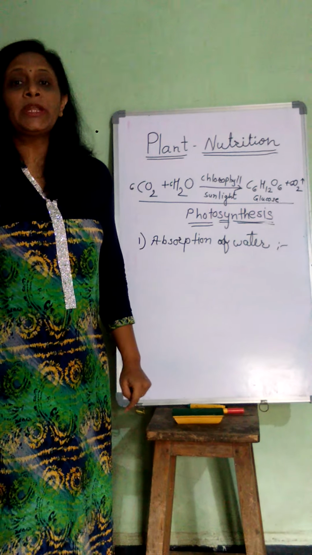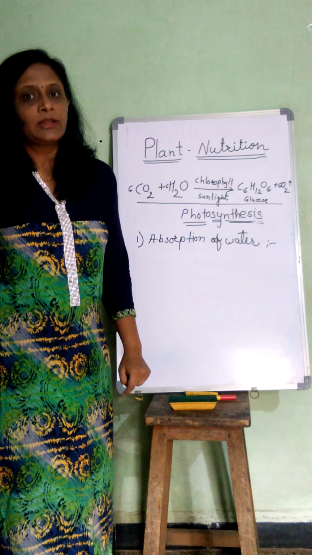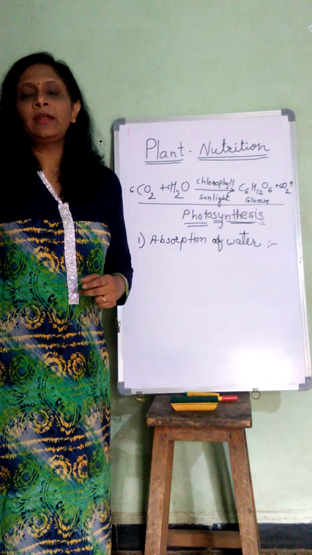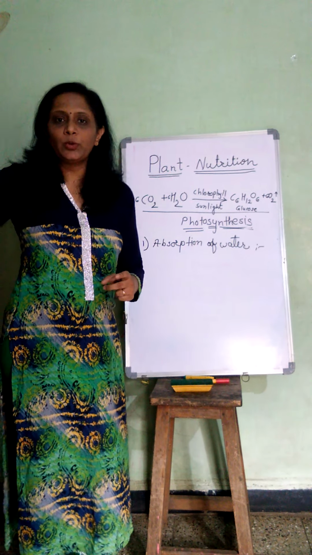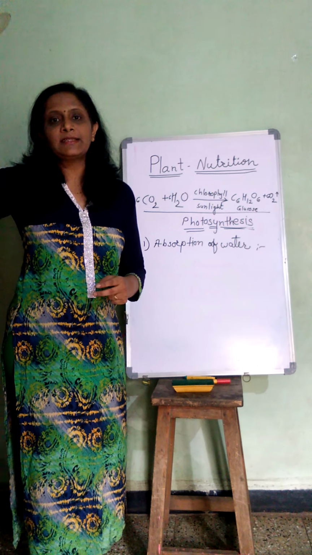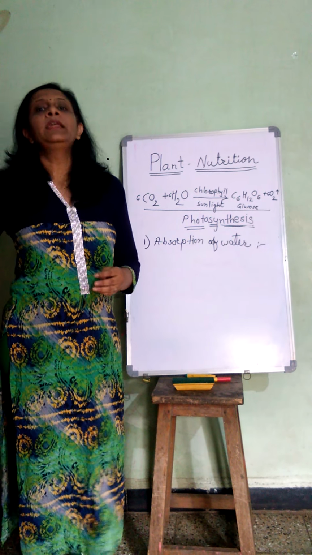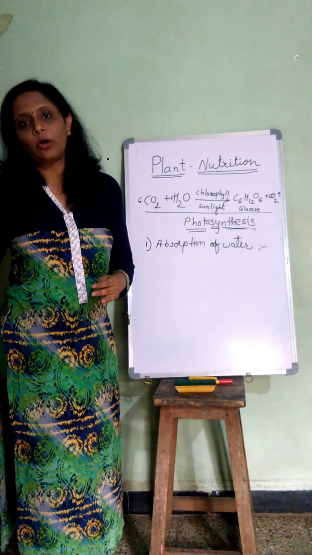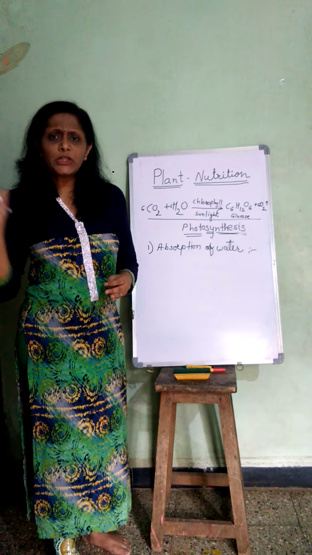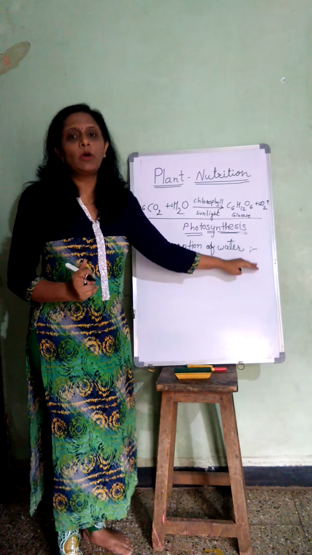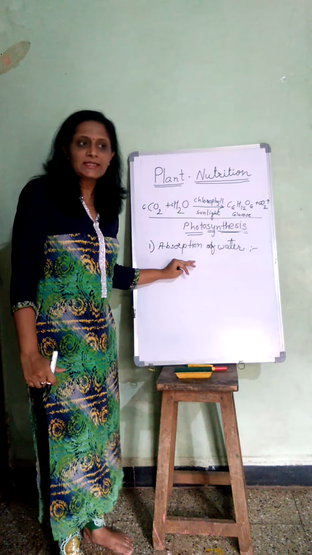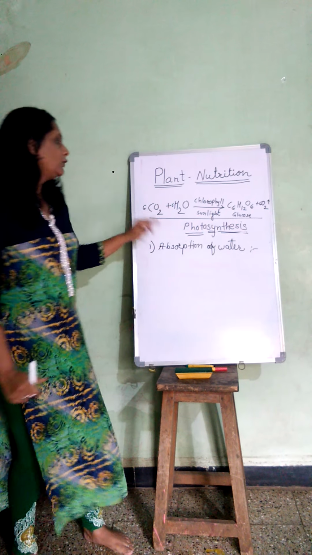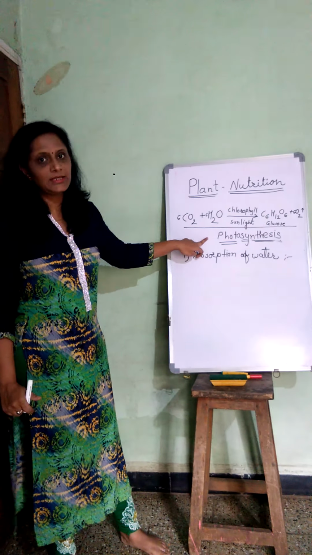Absorption of water is done by the roots of the plants, and with the help of capillary action, that is, a vacuum is created in the xylem of the plant, and with the help of that vacuum the water is sucked inside the xylem of the stem, and then it is given to the leaves of the plants. So this is how absorption of water takes place inside the plants. This is the first step, which is a very important step involved in the process of photosynthesis.